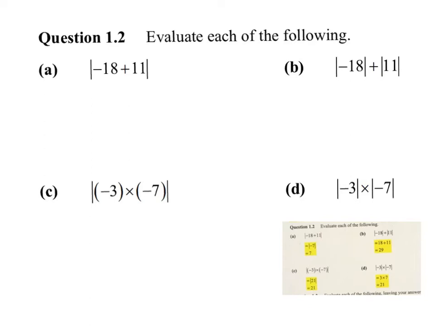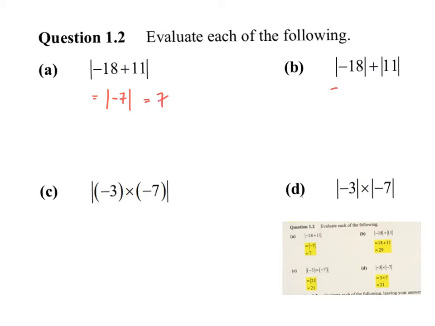Okay, question 1.2. Very simply, we are asked to evaluate the following: negative 18 plus 11. I think it's not too hard. So for 2a, negative 18 plus 11 is the same as the mod of negative 7. Now since it's negative, this is just the same as basically just 7.